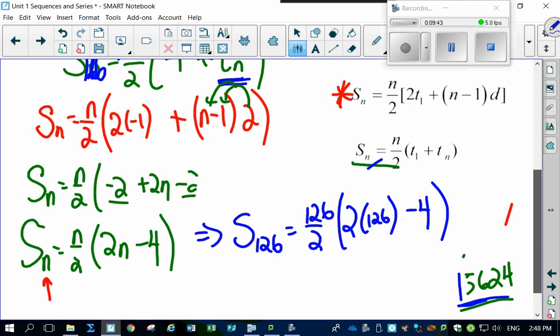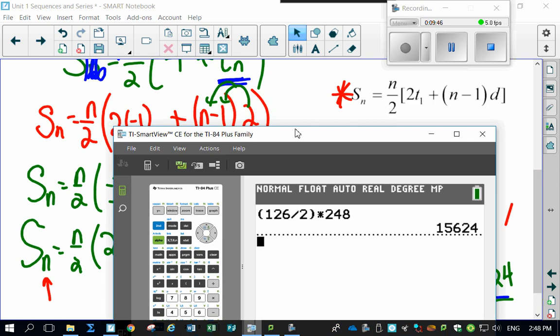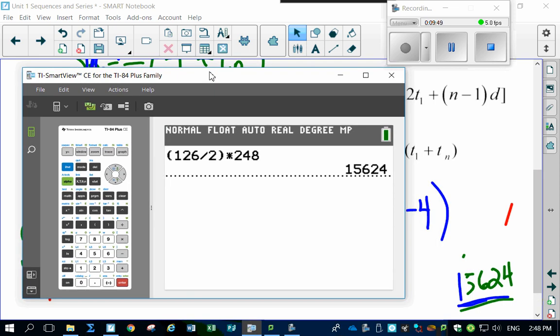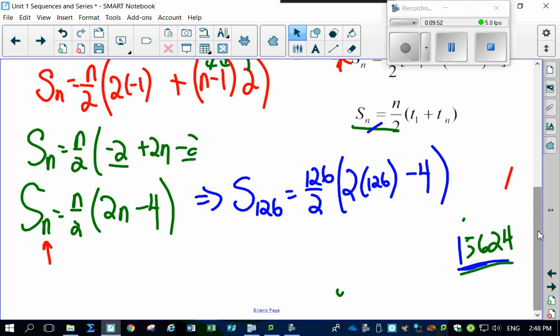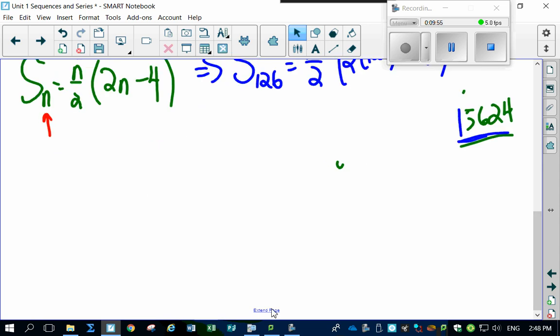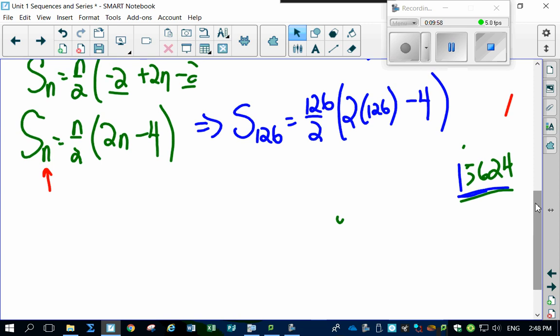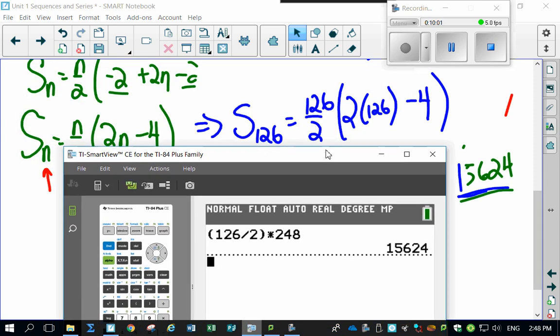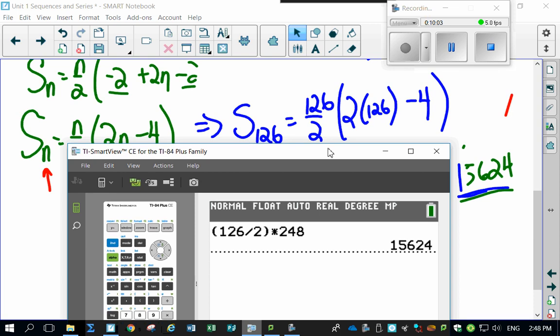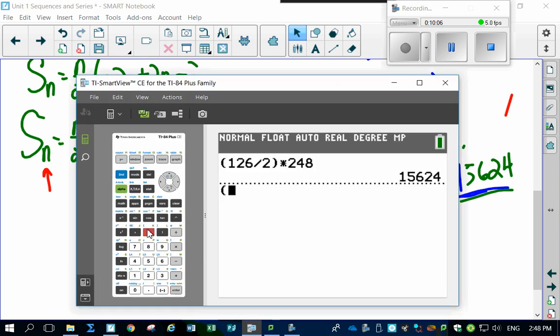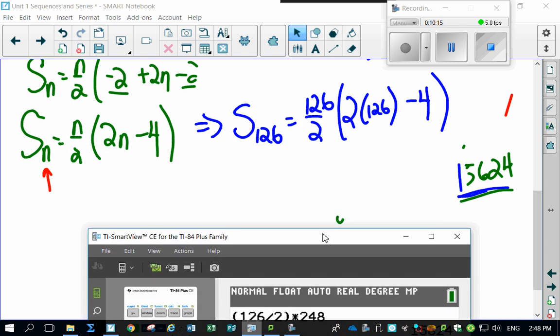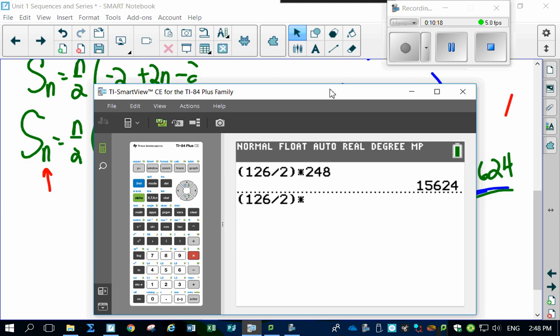15,624 again. Okay, so I'm going to bring up the calculator. Move it right over here, adjust this so we can actually see it a little bit better. Oh boy, this is going to be tough. Patience. There it is. So here we go. Let's plug in these numbers and see what we get. So we've got 126 over 2, same as before, brackets, 126 divided by 2, brackets. We're going to multiply this now by what? Think about it. 2 times 126 minus 4. Put a bracket up. 2 times 126 minus 4. Let's see if this gives us exactly the same answer.